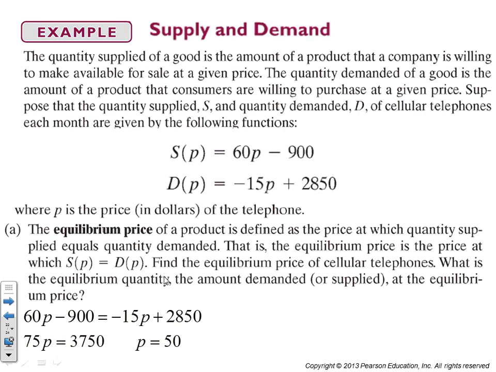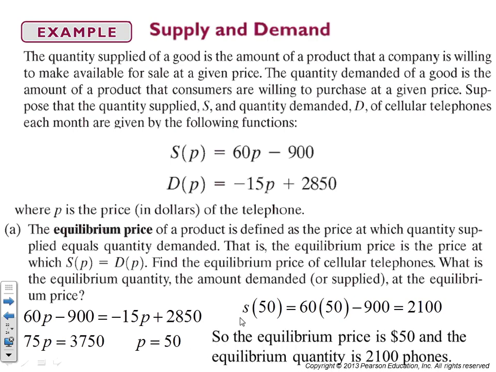What is the equilibrium quantity? So we're going to plug that into our supply equation. We get 60 times 50 minus 900. So this is 3,000 minus 900, which is 2,100. So 2,100 phones are demanded or supplied at a price point of $50 apiece.